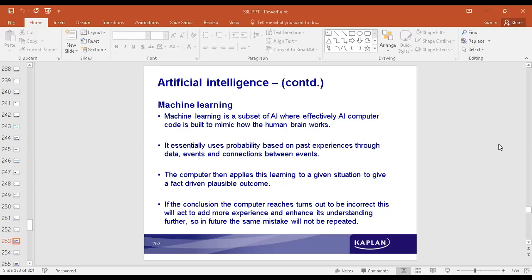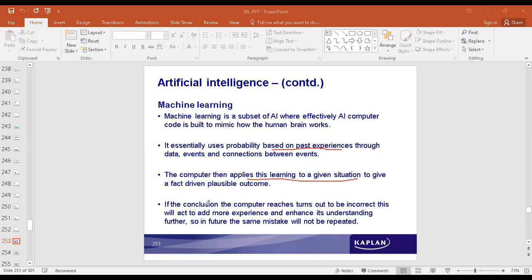Under artificial intelligence, we learned about machine learning. Machine learning is again a subset of artificial intelligence, where effectively computer code is built to mimic how the human brain works. So it essentially uses probability based on past experience. It learns from the past experience and tries to apply those things in the future. So through data, events, and connections between events, it then applies this learning to a given situation to give fact-driven, plausible outcomes. So that's machine learning. It tries to apply in such similar situations, if in future they arise, then it tries to implement those things.